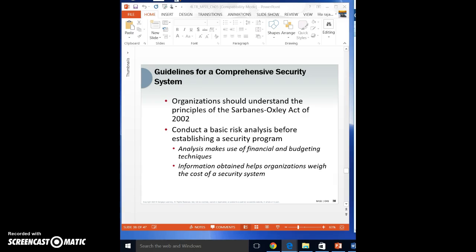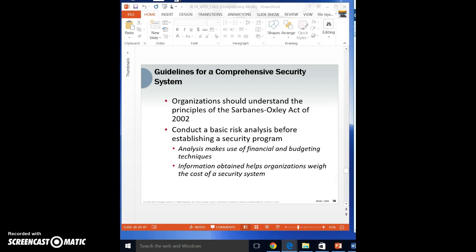Let's look at the Sarbanes-Oxley Act. The Sarbanes-Oxley Act was developed in 2002, and it requires IT professionals to document and test the effectiveness of security measures protecting information technology and systems. IT professionals should be familiar with this act and incorporate it into their organization's security policy.